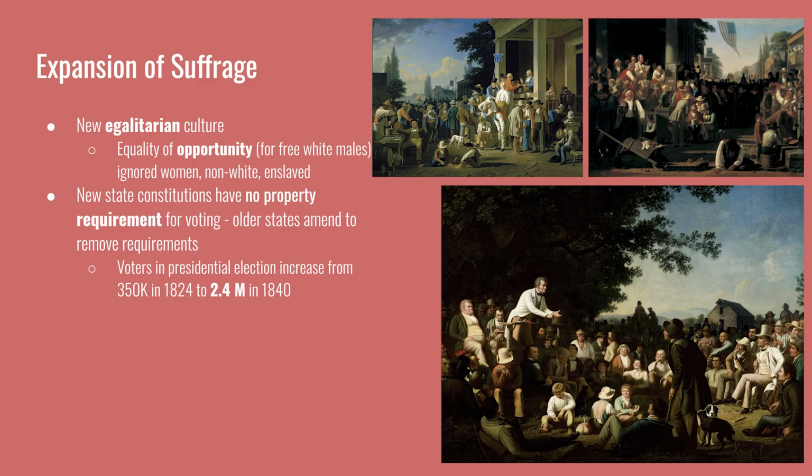In order for the expansion of suffrage, an egalitarian culture had to emerge. That is, one in which everyone is seen as an equal despite how much money or property one has, and alternatively, how much money or property one doesn't have.